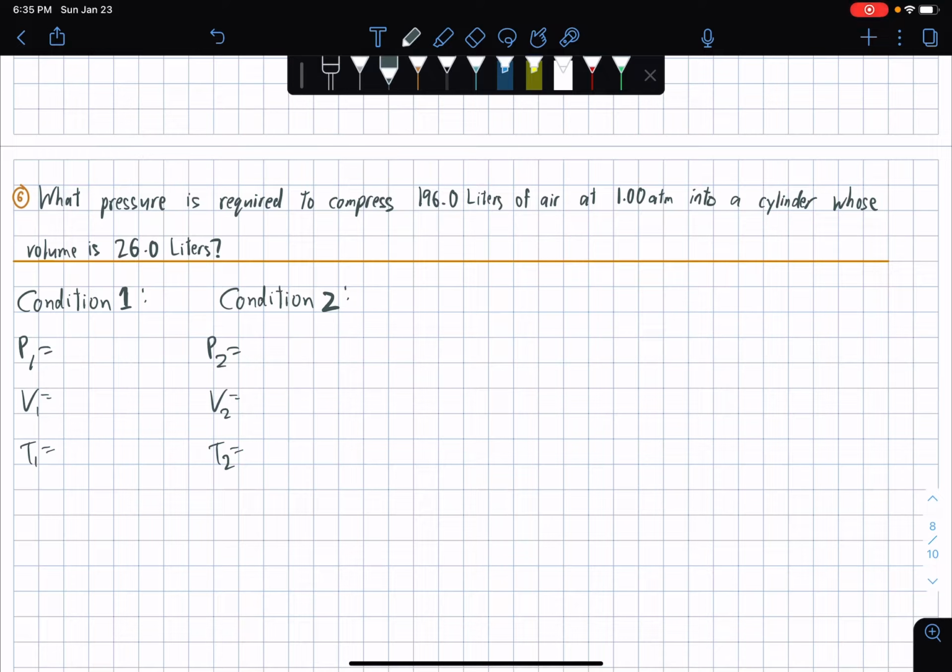So for condition 1, we have 196 liters of air at 1 atmosphere. What's being asked is the next pressure. What pressure is required? And whose volume is 26 liters. This is the one. As you can see, there's no specified data for temperature, both for temperature 1 and 2. So we'll just declare it as unstated data.